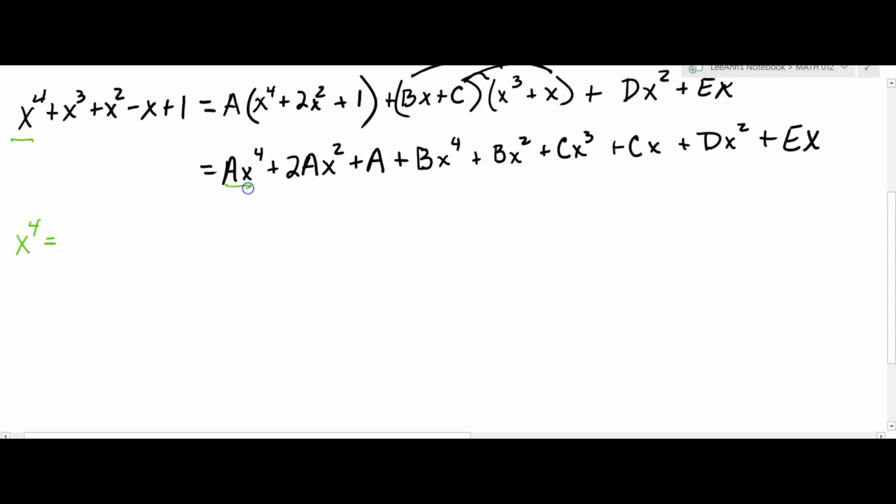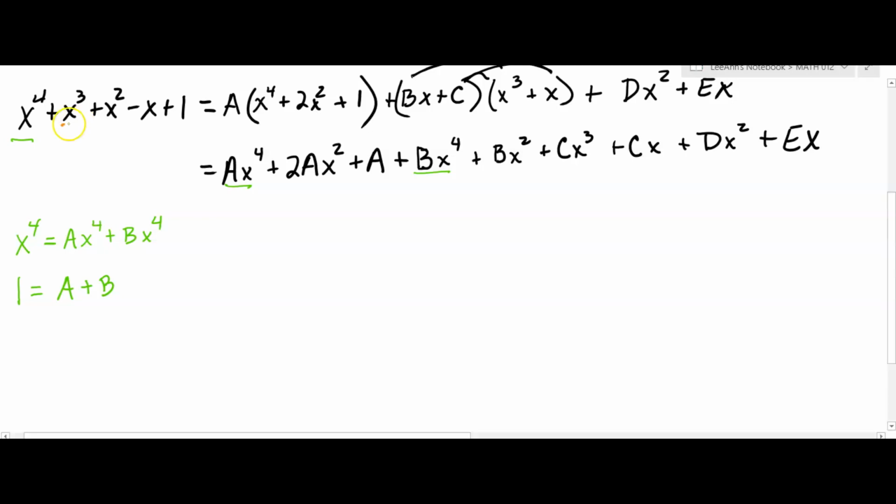Well, I have ax to the 4th and bx to the 4th, so I'll just write it out. What that means is 1, that's the coefficient on x to the 4th, equals a plus b. Now, we've had a lot of them where the first equation was like a plus b. That doesn't always happen, just so that you know.